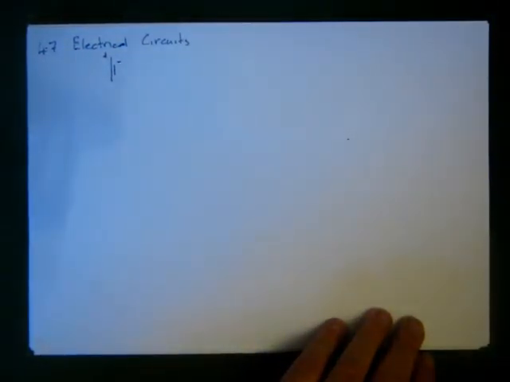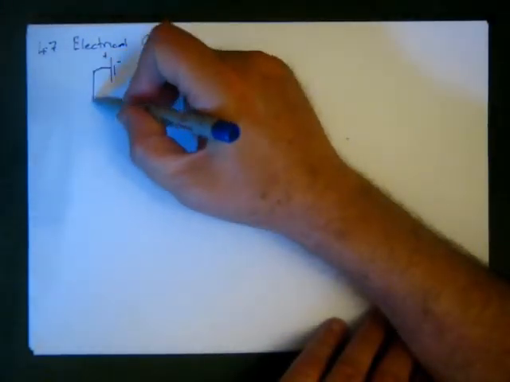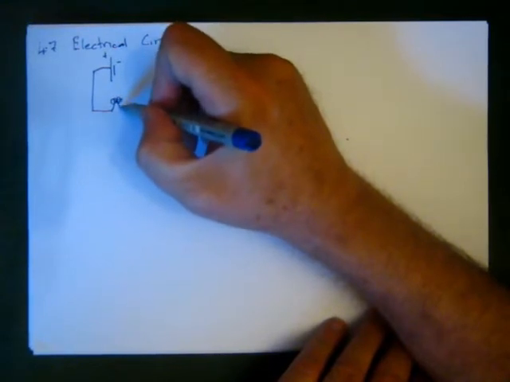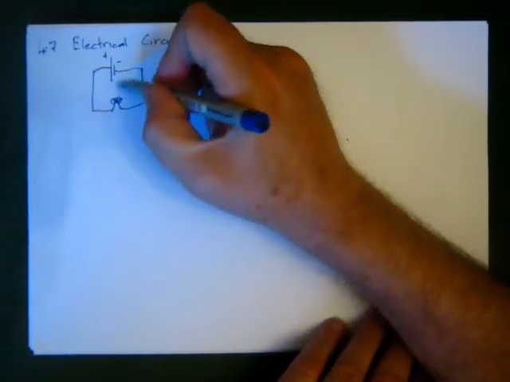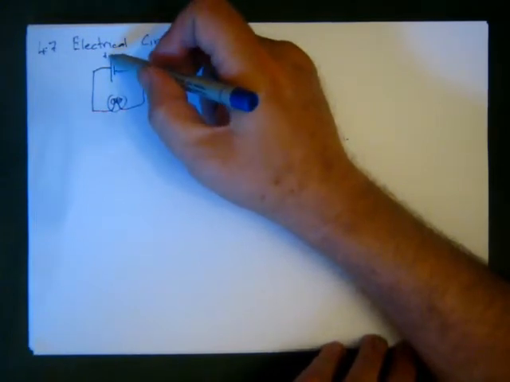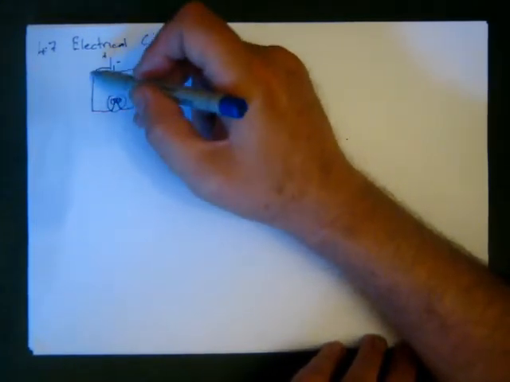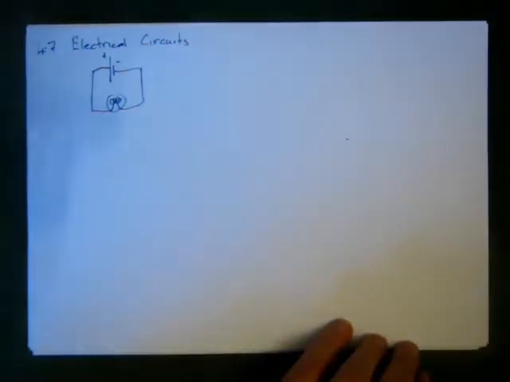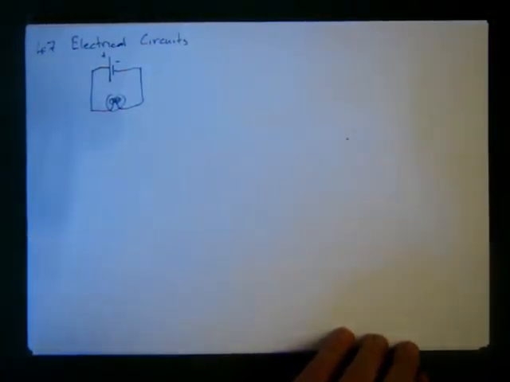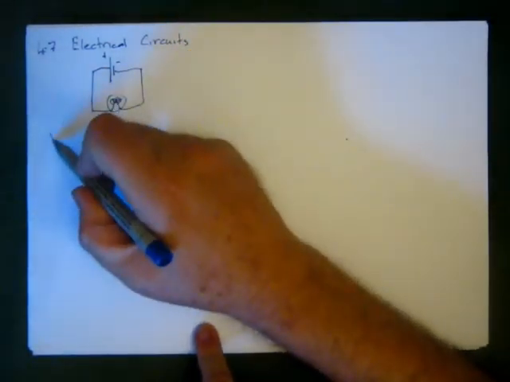And say we run a wire from that end to that end, and let's stick it through a light bulb. Now it's back up here. We will actually have a potential difference, a voltage, between these two plates, and this will cause a current to flow.